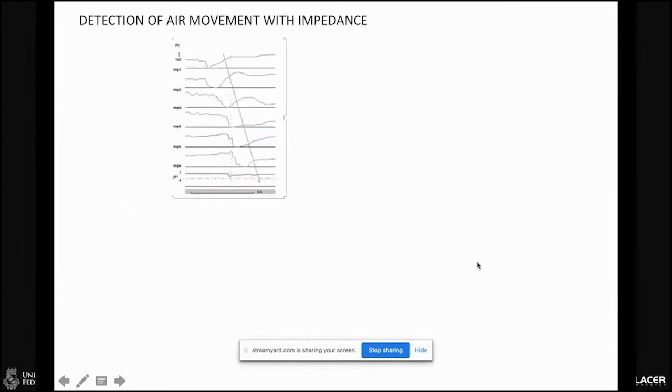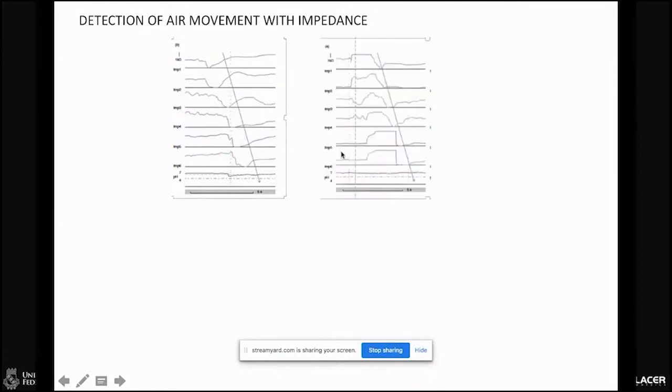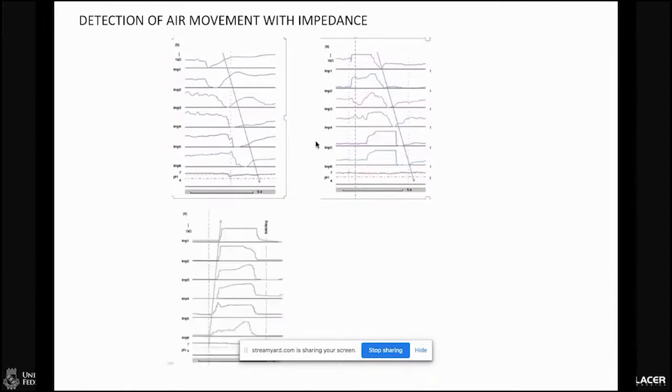And there are different possibilities. This, as I said, is a liquid moving down. And you can see the drop in impedance moving down. In contrast, this is air moving down. The subject is swallowing air. This is what I showed you earlier as aerophagia. However, this is another situation where the air is moving up. So this is air coming from the stomach, moving upwards.